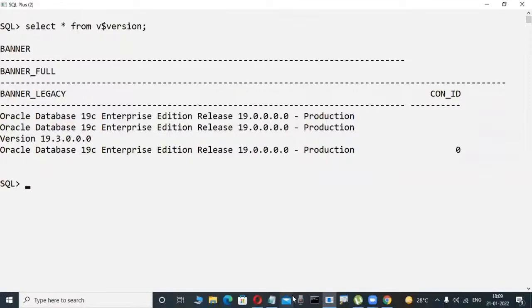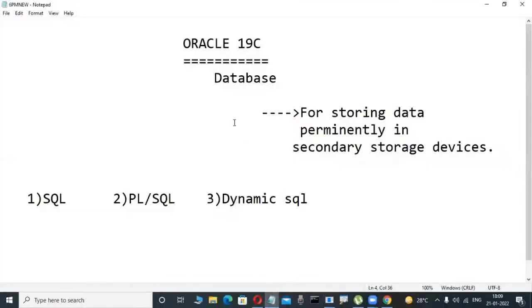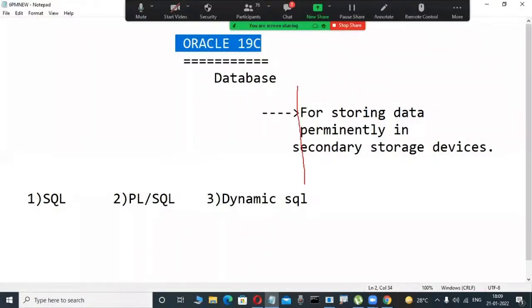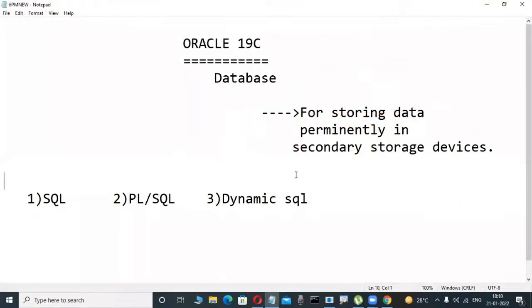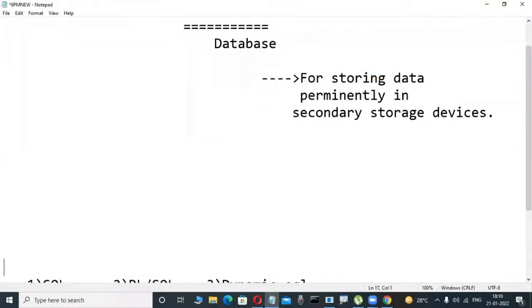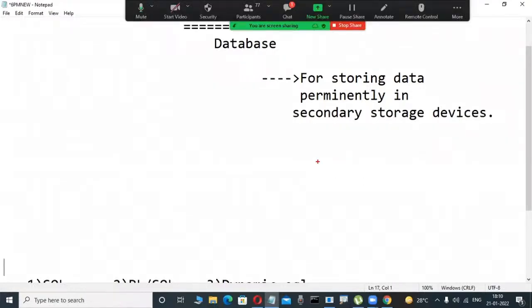What does this database mean? Once we install the Oracle software, some place is automatically created in the disk. In this place, we permanently store data. These types of databases are relational databases, and from 1970 onwards these database software have been available.